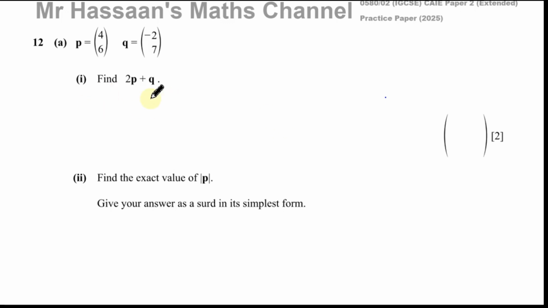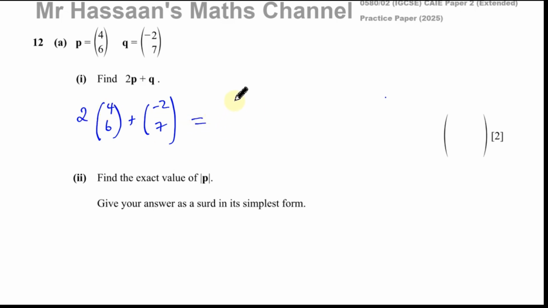We have to find the sum 2 times P plus Q. So we're going to take vector P and multiply it by 2. So 2 times 4, 6, and add to it the vector Q, which is minus 2, 7. We can do this step by step to make sure we don't make silly mistakes.